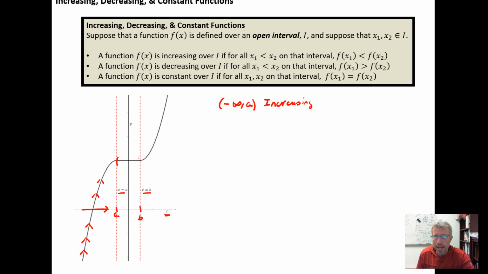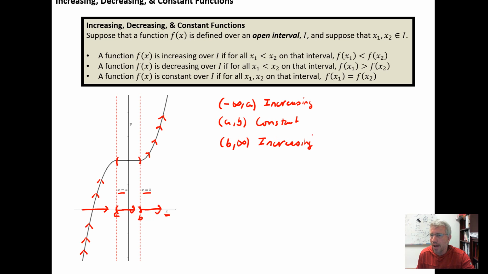And then between a and b, on the x-axis, as we move from left to right, we can see that the function is neither increasing nor decreasing. The function output is a constant over that interval. So from a to b, we have a constant function. But then once we get past an input of b and move from left to right, the function once again is moving upwards. So from the open interval from b to infinity, we see that the function is again increasing.